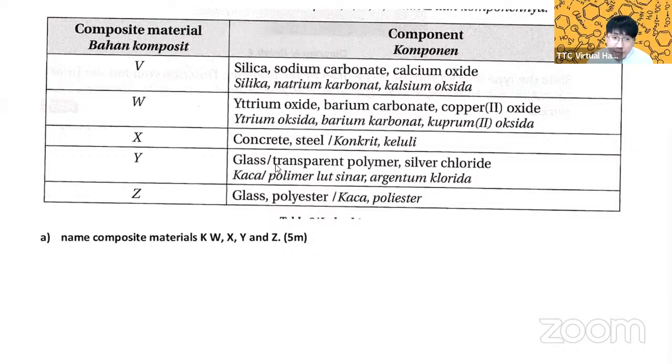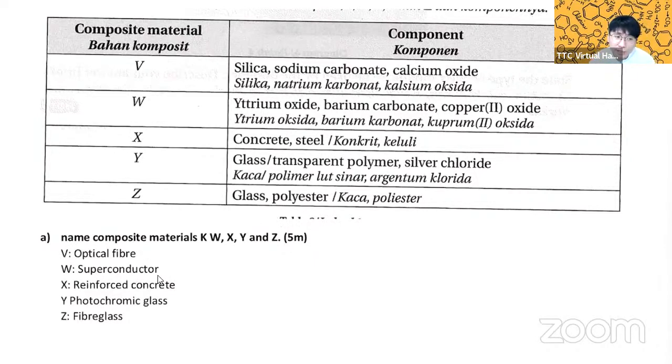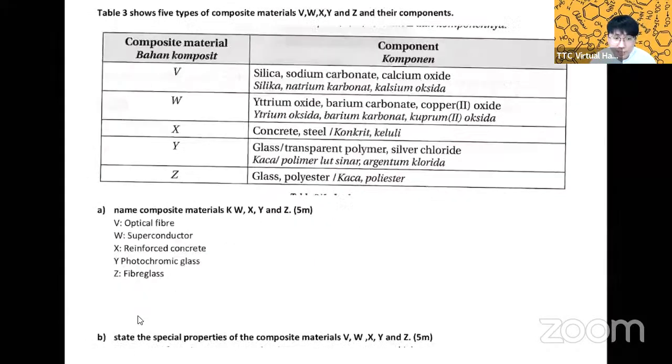Okay, glass and transparent polymer and silver chloride. You see this silver chloride? You see this word silver? It's your photochromic glass. Glass with polyester, so glass with plastic, can use this thing called fiberglass. You know what's fiberglass? Glass fiber, yes, to make your helmet. Your helmet actually looks like plastic, but it's stronger than plastic because we have fiberglass. So glass with plastic. So the optical fiber, superconductor, reinforced concrete, photochromic glass, fiberglass.